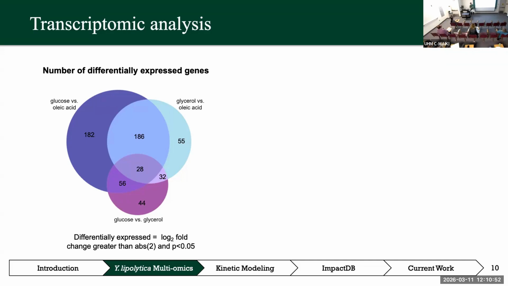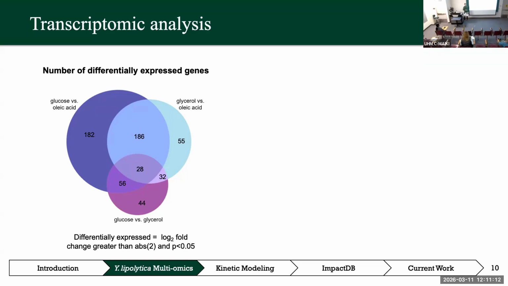This makes sense because glucose enters the cell at the top of glycolysis, glycerol enters in the middle, and oleic acid, through acetyl-CoA, enters at the TCA cycle at the bottom of glycolysis. So they match where they enter the metabolism.